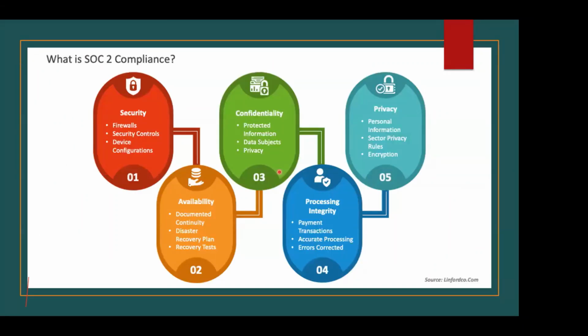For SOC2, in terms of security, what sort of controls do we generally implement? This is just a high-level snapshot. In any organization, we have firewalls, security controls, and device configurations. In confidentiality, of course, we try to identify our protected information and privacy data subjects. Privacy basically means you implement encryption and set the privacy rules. If you have to comply with any specific data privacy law, like GDPR, or in the UAE or Saudi Arabia, where we have our country-specific laws and regulations, all of that falls under this trust services criteria.